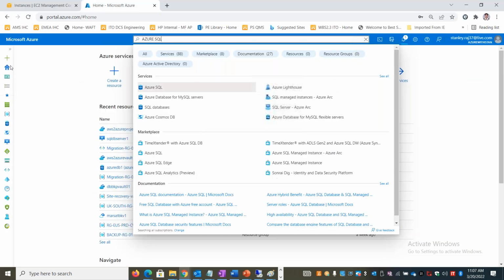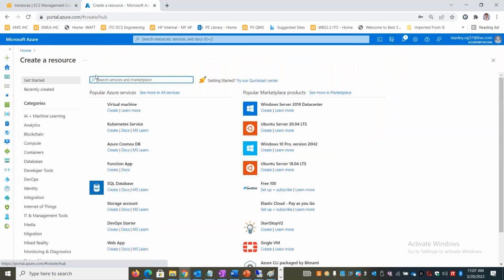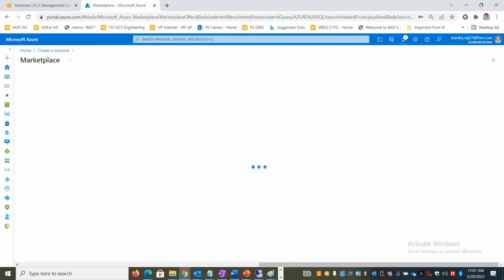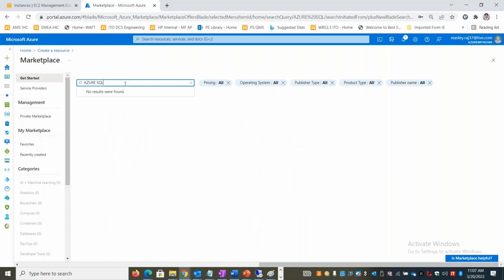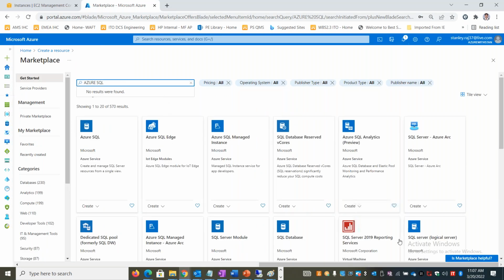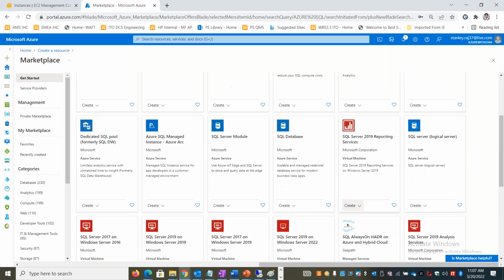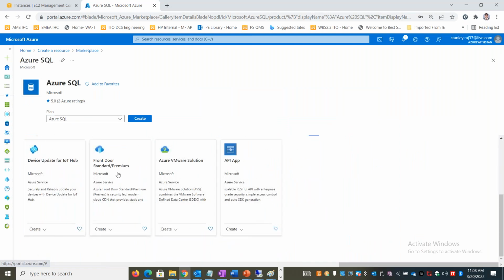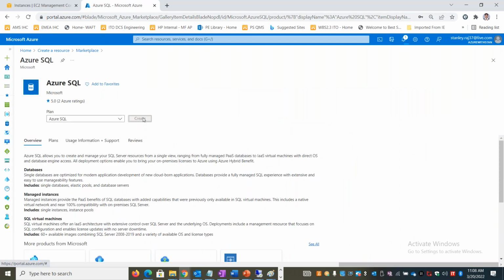The other way around is to click on this plus arrow and create a resource. Here also you can filter down even further. You can search for Azure SQL. Now you should start seeing the marketplace services that provide you Azure SQL options. You are getting Azure SQL Managed Instance, Azure SQL, and Azure SQL Database Reserved Virtual Cores, and so on. If you click on this first option, it will drill down to a few options. Let me click create.